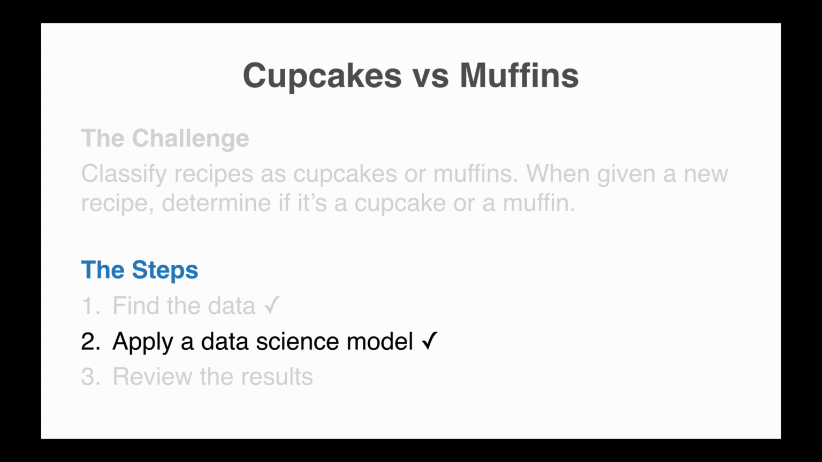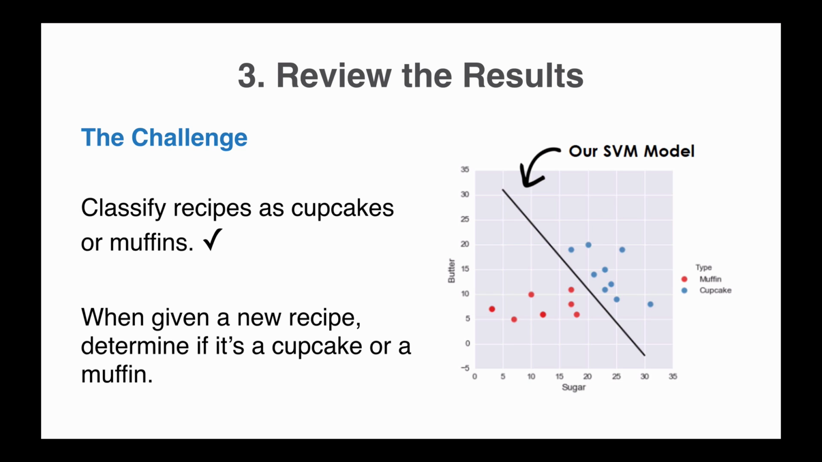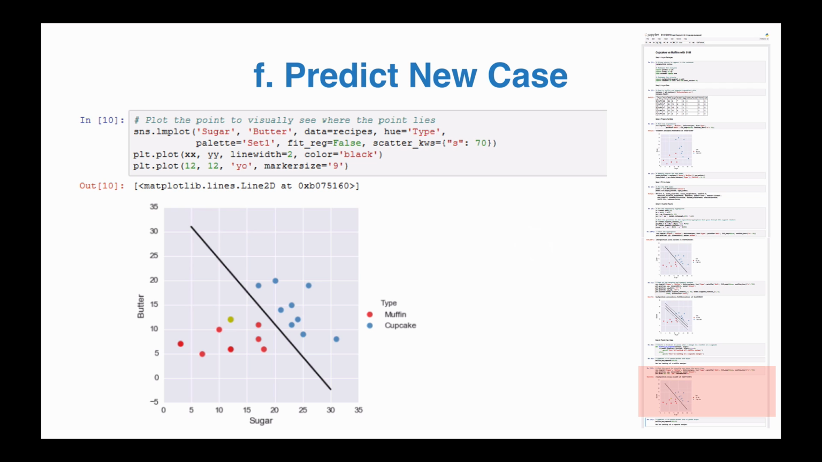All right, so now I've applied a data science model. So the next step is to review the results and see if they make sense. Just to reiterate, the challenge was to classify recipes as cupcakes or muffins, and when given a new recipe, determine if it's a cupcake or muffin recipe. So let's go back to our code.